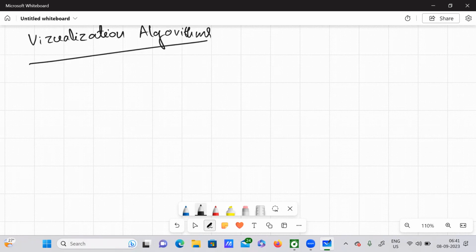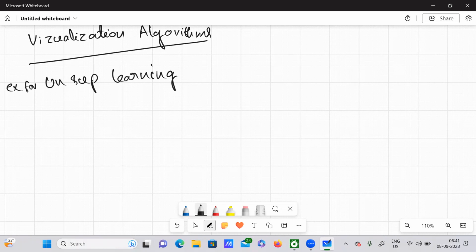Okay, so what are these visualization algorithms? These are a perfect example for unsupervised learning. What happens when I tell you about visualization algorithms? In the sense, we usually feed them a lot of complex and unlabeled data and they'll give you an output.